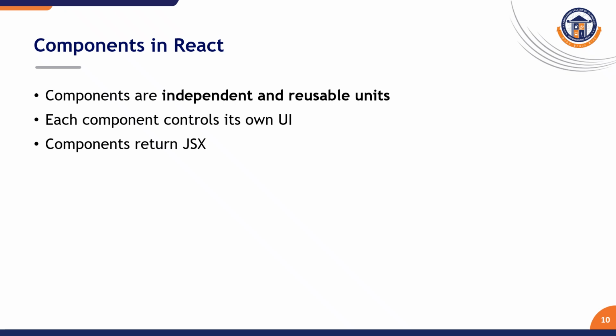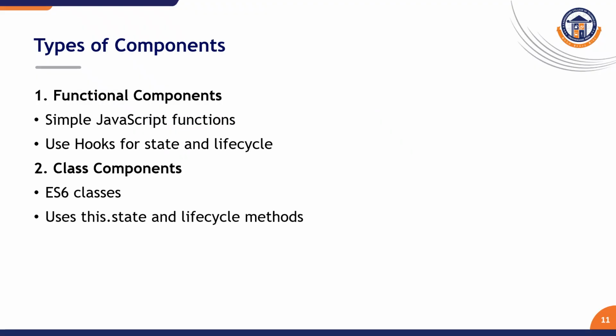Components in React. Components are independent and reusable units. Each component controls its own UI. Components are written in JSX. Types of components: there are two types of components. One is the functional component, another one is the class component. First, the functional component. It is a very simple JavaScript function. It uses hooks for state and lifecycle. The second one is the class component. It uses ES6 classes. It uses this.state and lifecycle methods.